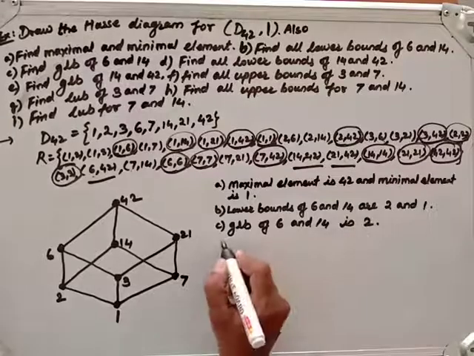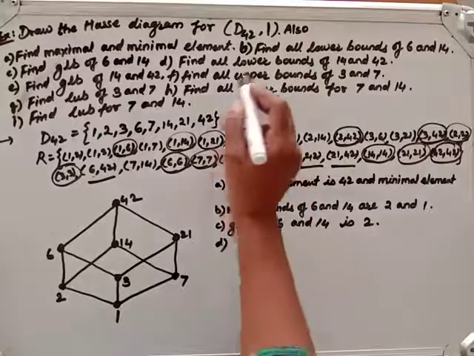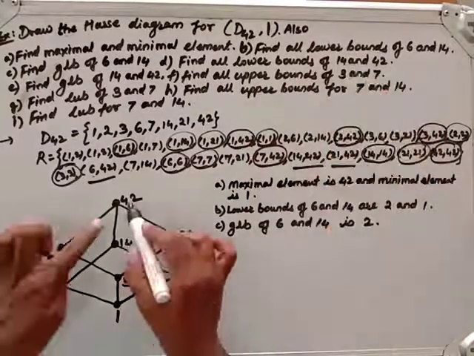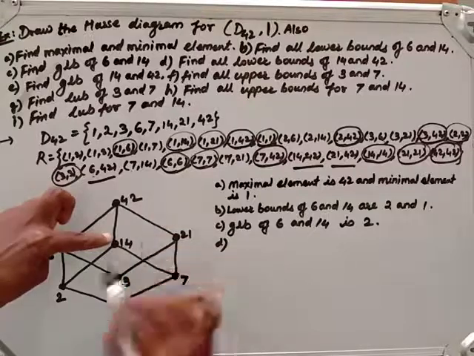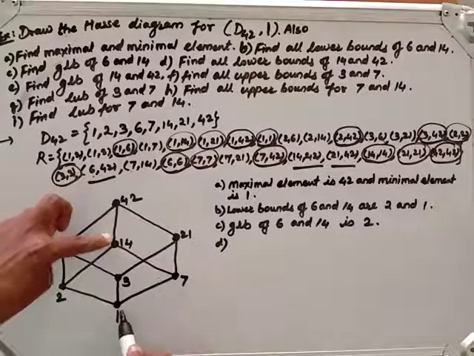Greatest lower bound of 6 and 14 is 2. Now next one, find all lower bounds of 14 and 42. What are the lower bounds of 14 and 42 commonly? 2, 7 as well as 1.